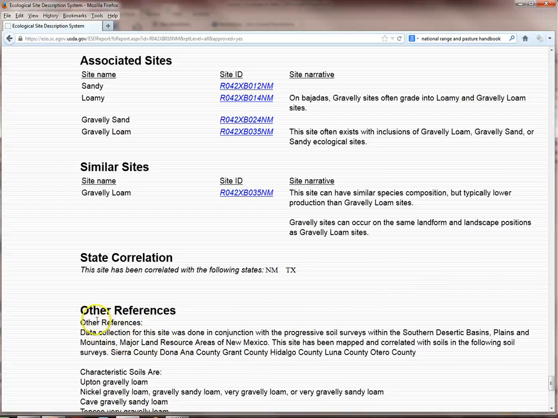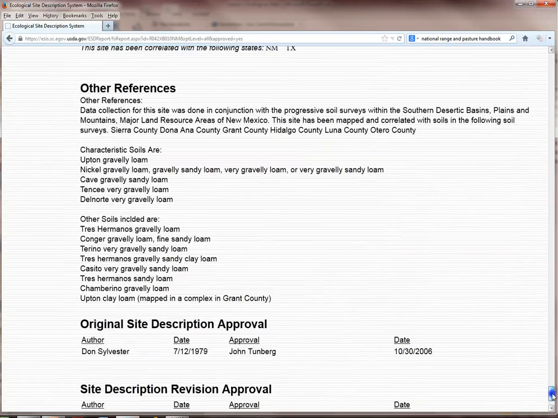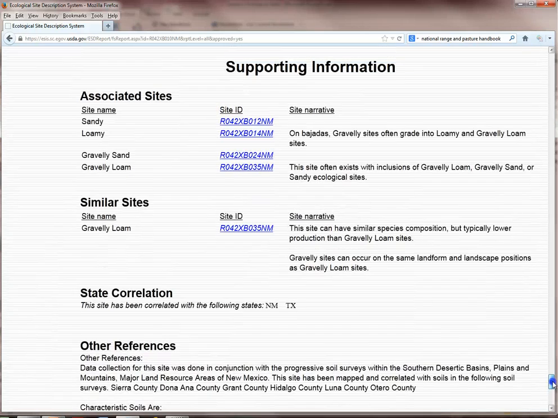We will find references to literature and sources of information when the ecological site description was written, as well as information about other ecological sites that are commonly associated with this particular ecological site. Now, if you remember from the previous lesson, there was a discussion that you need to always be careful to identify the site when you are on the ground, because you cannot tell just from a soil map that you can access from the internet what an ecological site is.